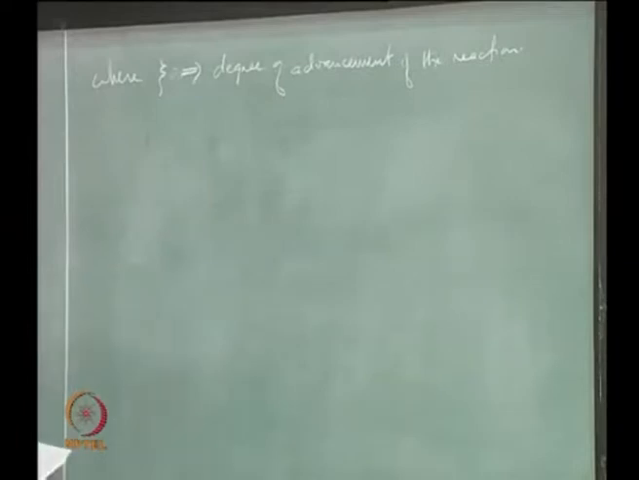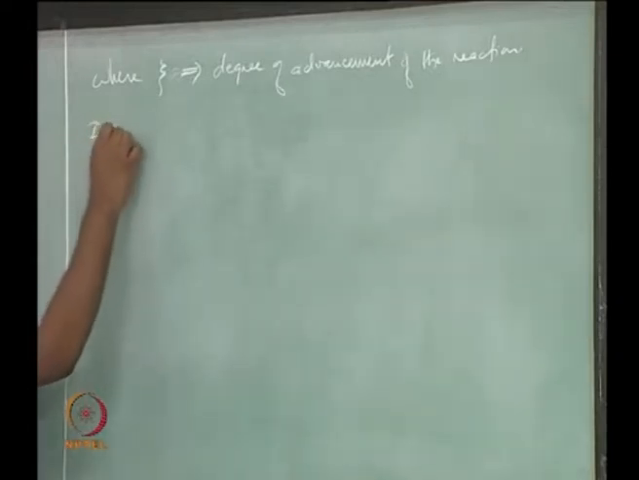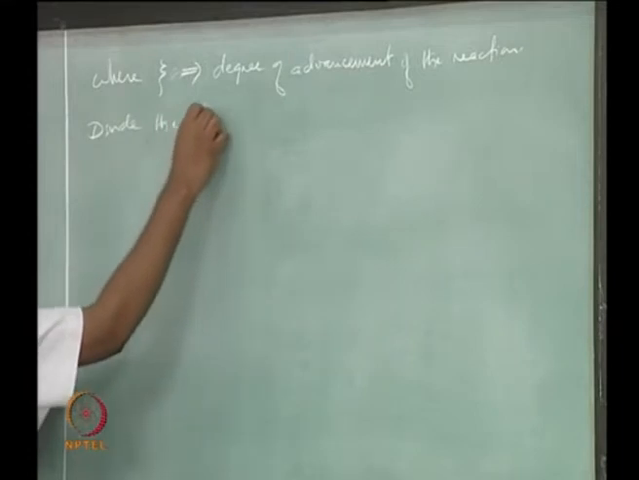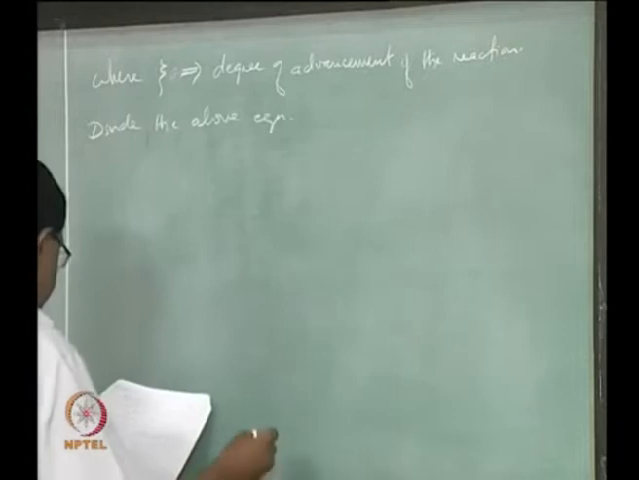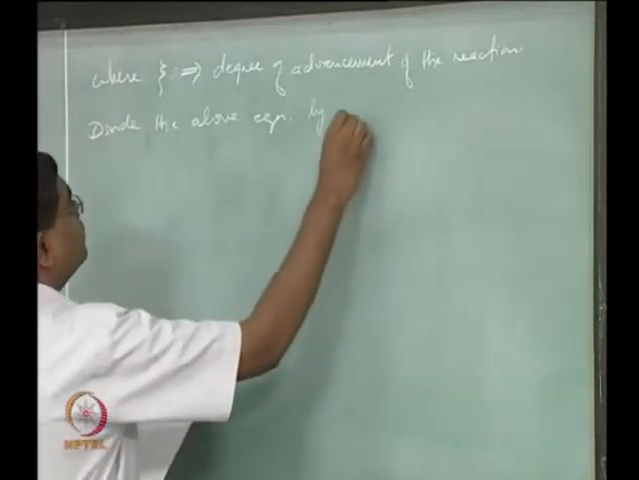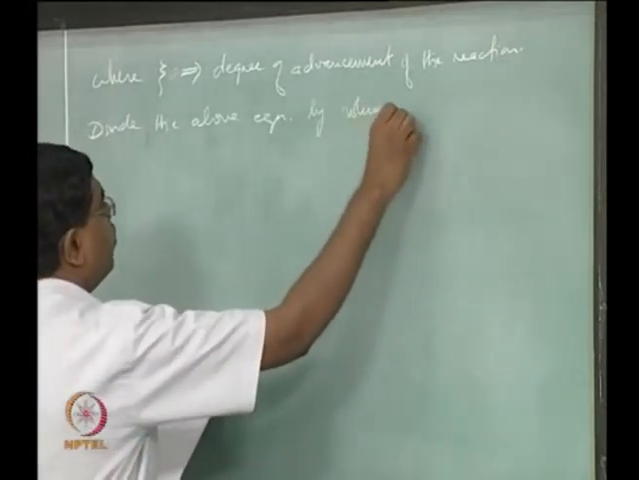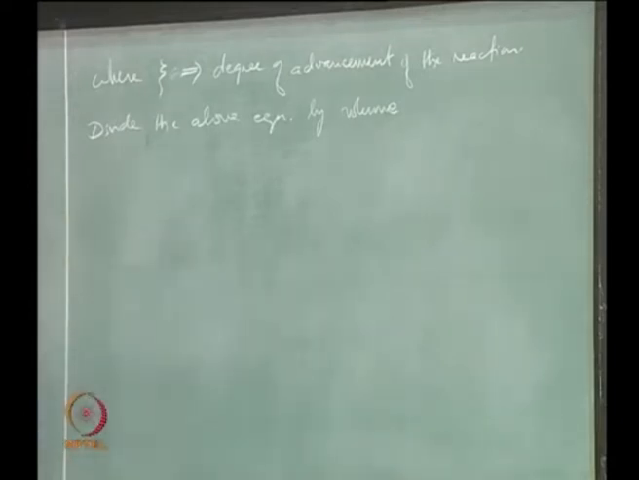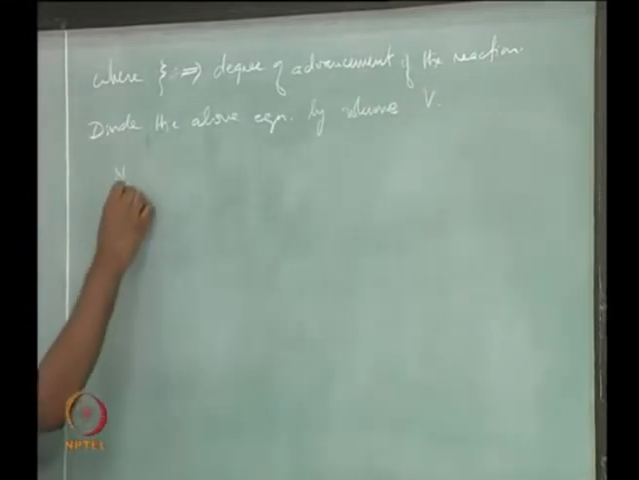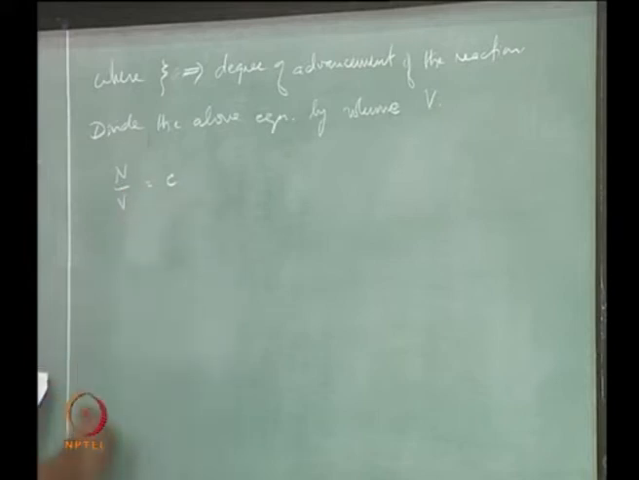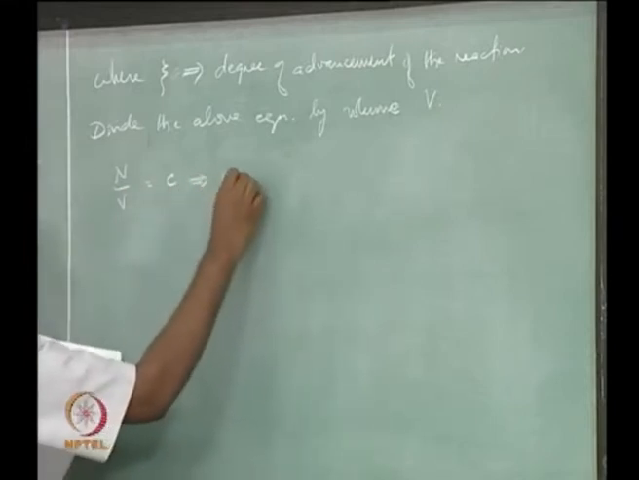Okay, so now you divide the above equation by volume. That means you now look at whatever is happening per unit volume V. So N over V is equal to C, which is the molar concentration.